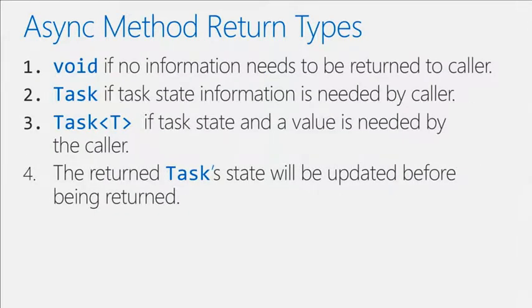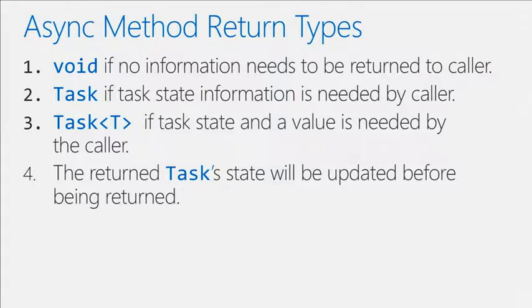So an asynchronous method also can only have a couple different return types. If no information needs to be returned to the calling method, then you just return void. But if you need to return state information about the asynchronous operation, like has it completed yet? Is it in the process of being canceled? Is a cancellation in process going on? Then you should return the task, which allows you to get at all that information.